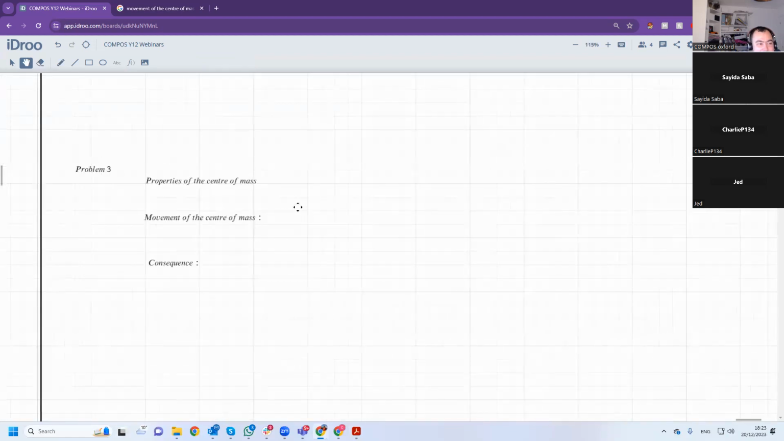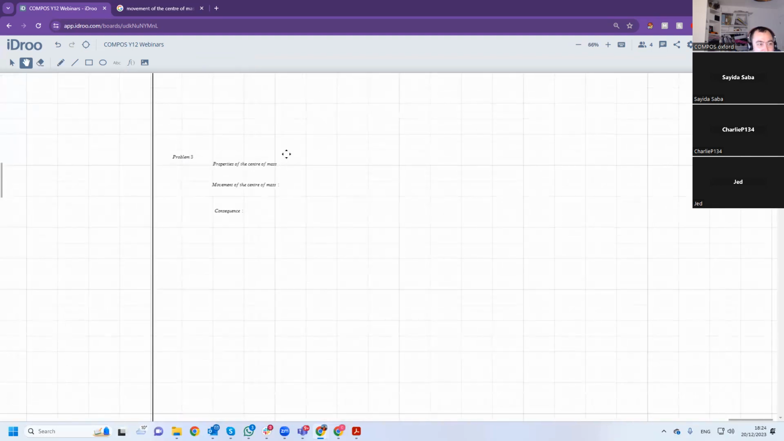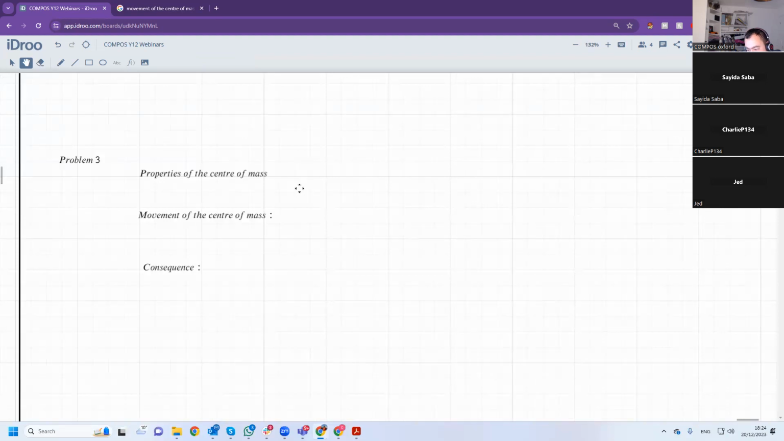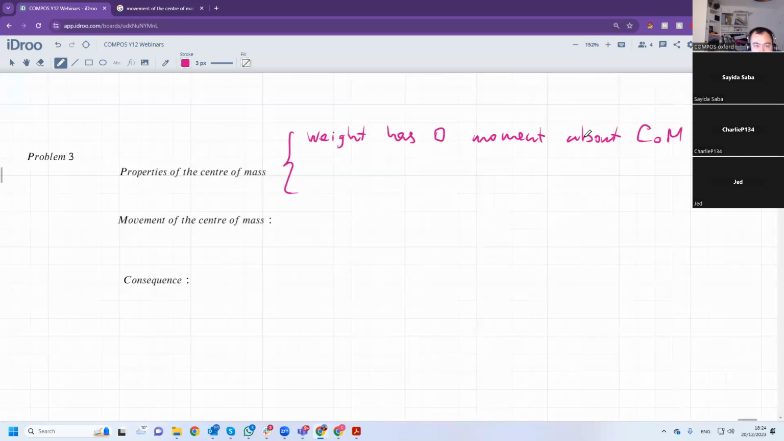So properties of the center of mass. Well, one of them I've already mentioned. There's no moment that the gravitational force produces about the center of mass. So weight has 0 moment about the center of mass.